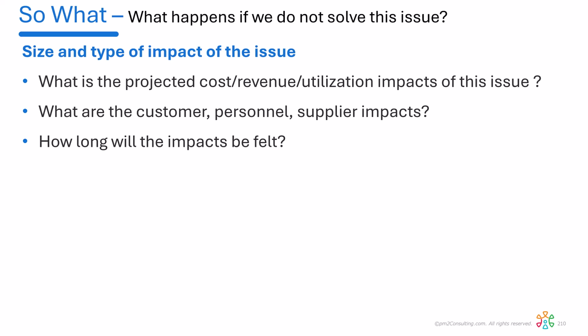Secondly, is there a specific customer, personnel, process, region, something that's impacted by it? And how long would the impacts be felt of this issue? Then finally, is now what? What are you recommending that the team should consider doing?